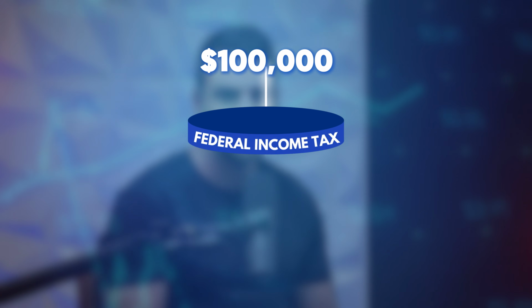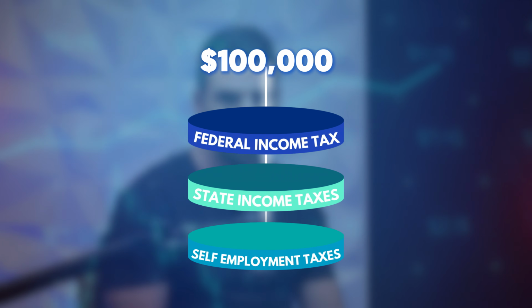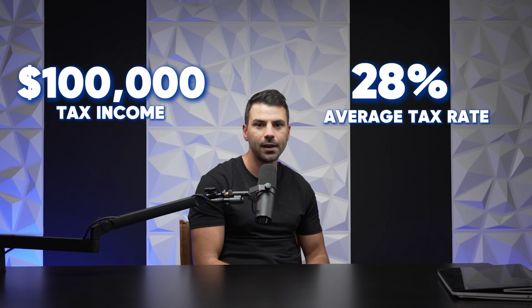On that $100,000, you're going to pay your federal taxes, your state taxes, and your self-employment taxes. If we're being conservative and saying you have an average tax rate of 10% federally, and we're taking into account the qualified business income deduction that's available in 2024, you're probably going to pay federal taxes around $8,000. You're going to end up paying state taxes around $4,000 to $5,000, and you're going to pay self-employment taxes of $15,000. Or put another way, on that $100,000 of taxable income, you have a 28% average tax rate.